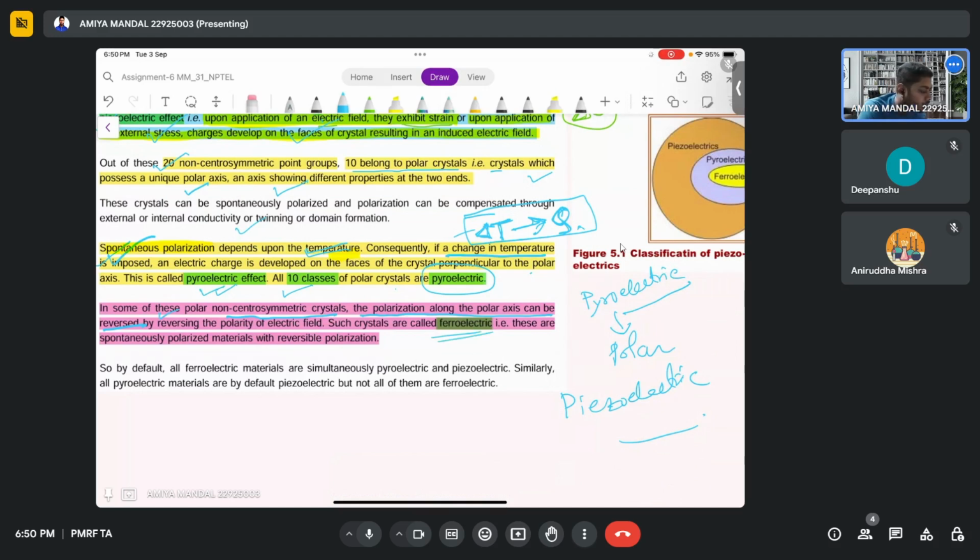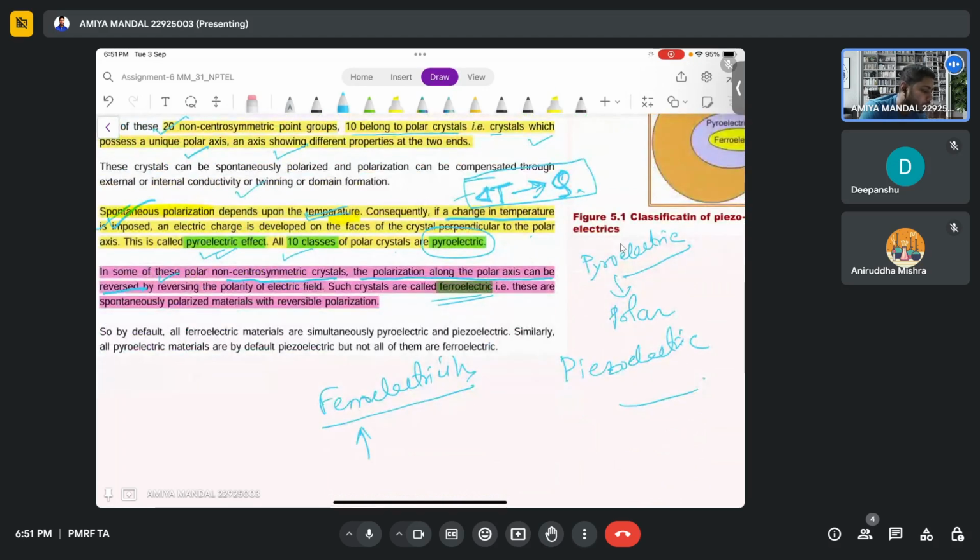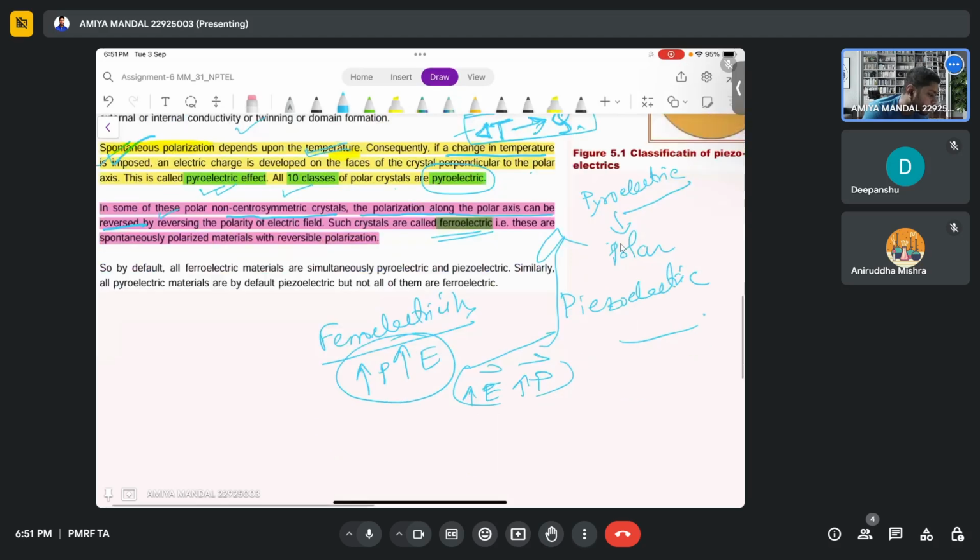One more property of ferroelectricity is the reversal of direction. This is about pyroelectricity, but if there is polarization P under an electric field E, and the polarization reverses its direction with the direction of the electric field, that is the main point: the polarization reverses its direction.